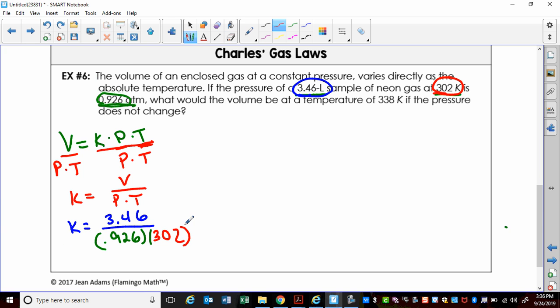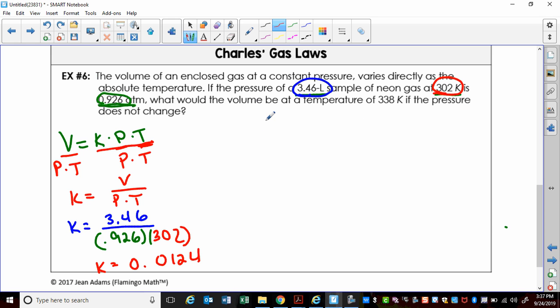All right, I'm going to plug this in my calculator, guys. Make sure that you have parentheses around the bottom. Make sure that this looks like this in the calculator. And we're going to get something like K equals 0.0124. And this unit is going to be liters divided by atm times Kelvin.